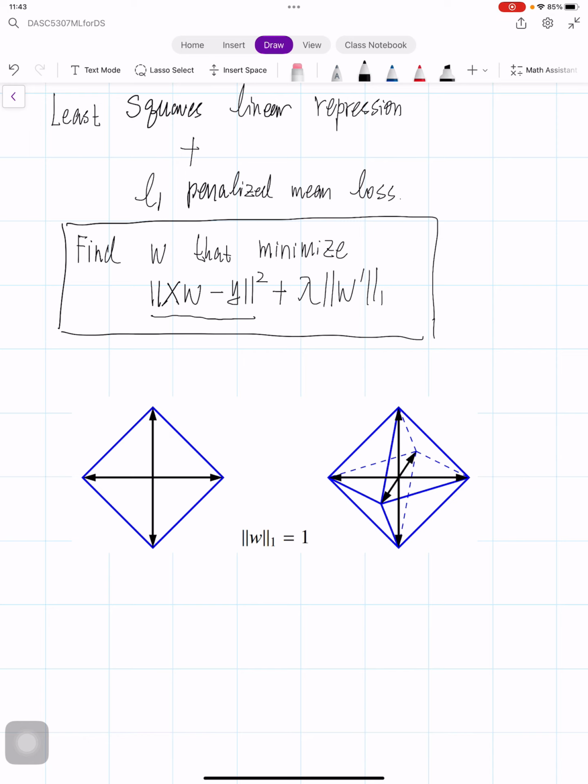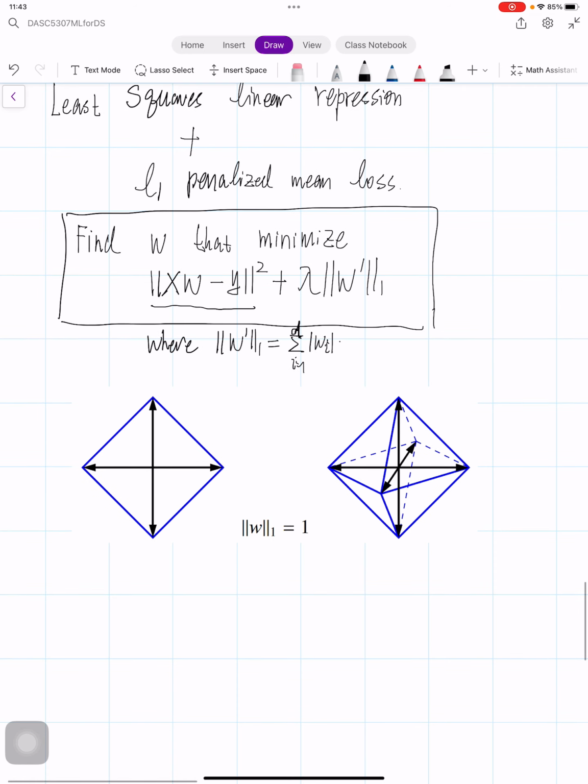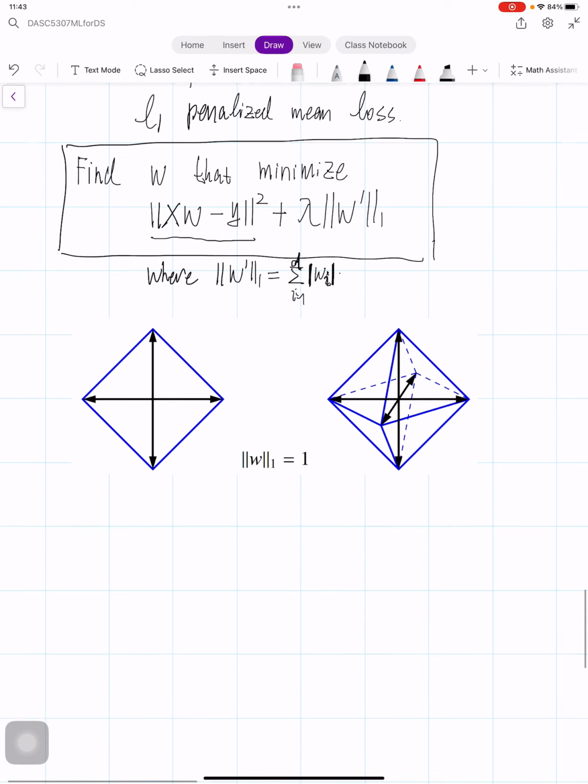Here, this L1 norm, recall, is just the summation of the absolute values, for i from 1 to D. So instead of using the squares, here we're using the absolute value. You may think, does that even matter? Actually, it matters in the following sense.